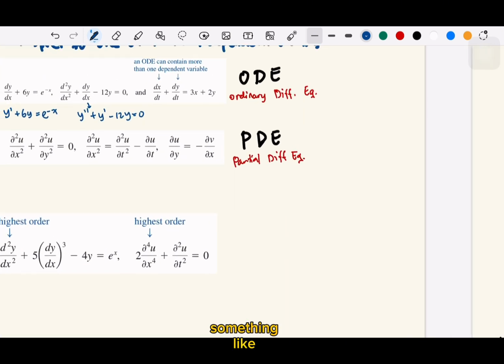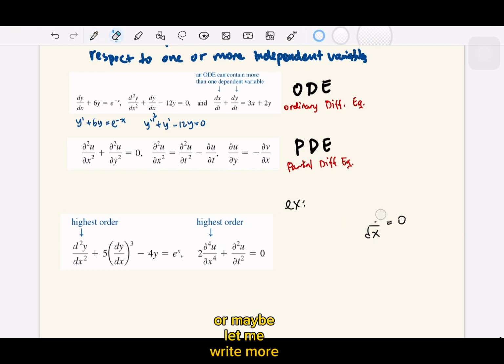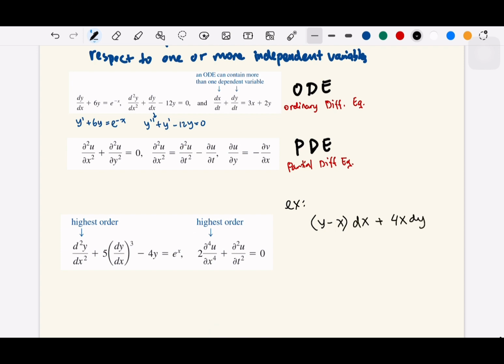And sometimes we have something like, you are given these equations. For example, y minus x plus 4x dy dx equals 0. Or maybe let me write a more complex one. This is still the same equation, but I will write it from this part plus 4x dy. So this is also a differential equation.